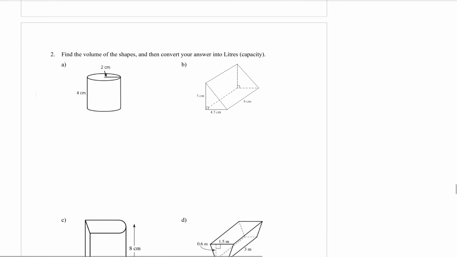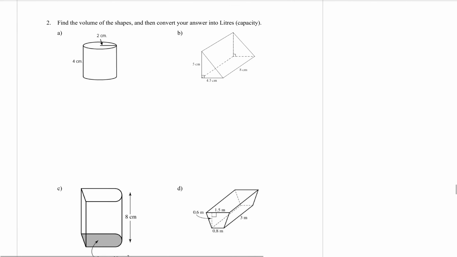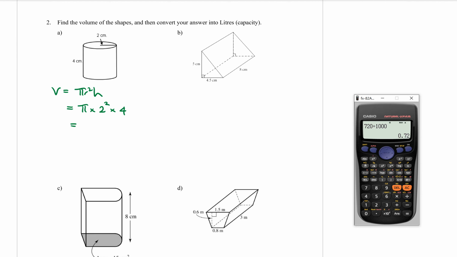Okay, question 2. Find the volume of the following shapes and convert your answers into liters again. So the first one is a cylinder. The formula for the volume of a cylinder is pi r squared h. Substituting into that, the radius is 2, so pi times 2 squared times the height, which is 4. So in the calculator, pi times 2 squared times 4 is 50.27.